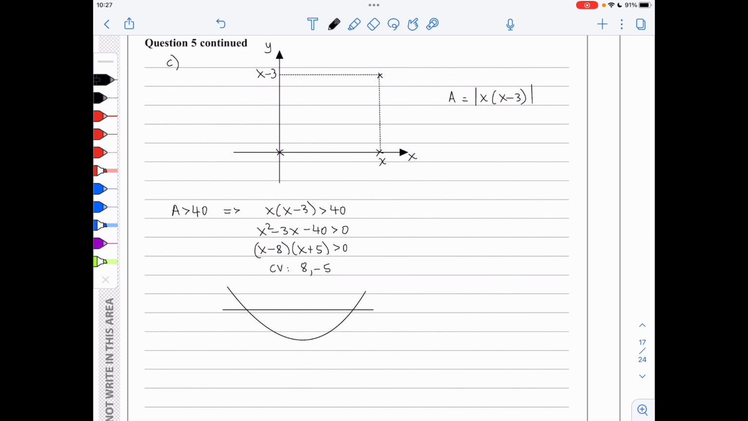We see we've got the cuts at negative 5 and 8. We go plus, minus, plus. We want to be positive, so we either want to be less than negative 5 or greater than 8.